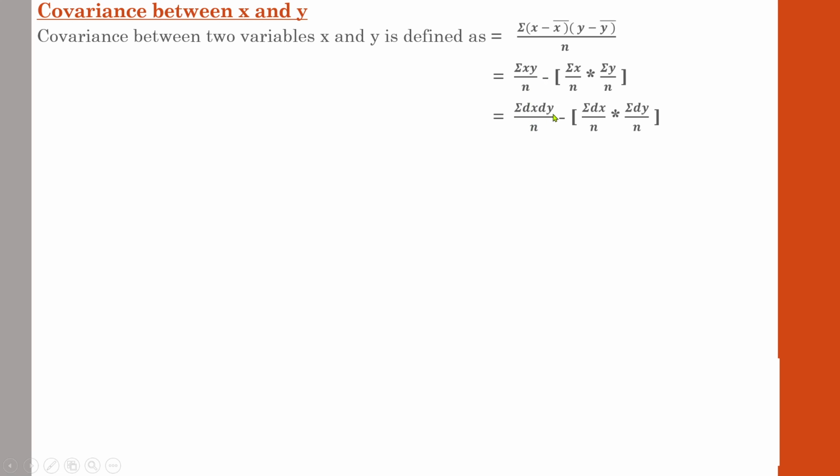So sigma dx dy. I hope you remember the concept, because we have dealt with the same set of cases previously regarding how to find dx dy, how to find dx, and how to find dy. We have dealt with the same case regarding taking deviations on the basis of assumed mean as well as actual mean in the previous sessions. So just go through it. If you have any doubts, please let me know. So these are the major equations for finding the covariance between two variables x and y.